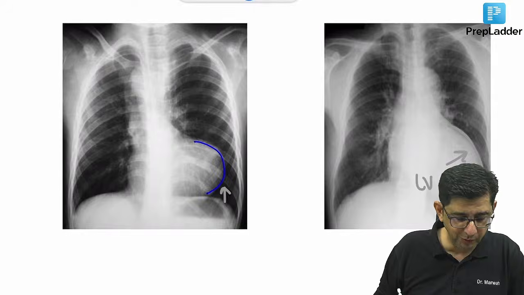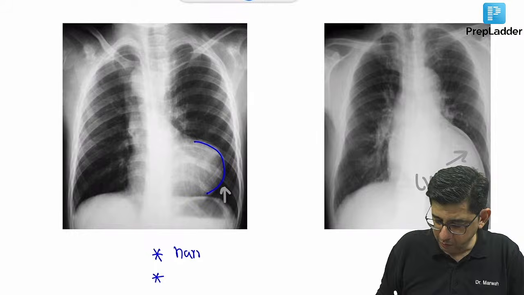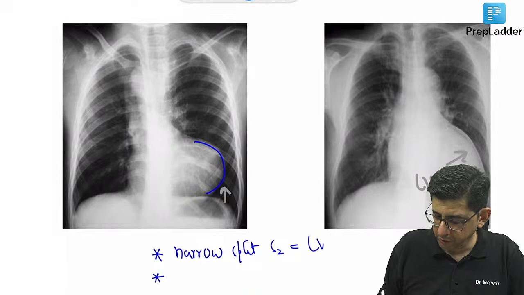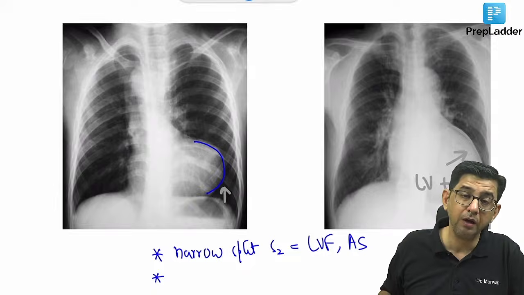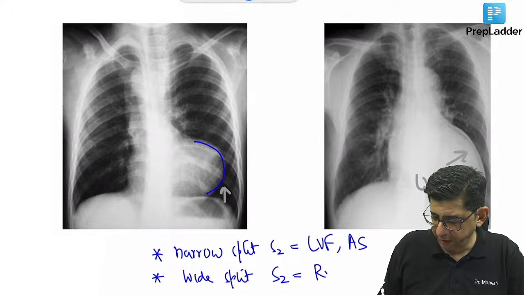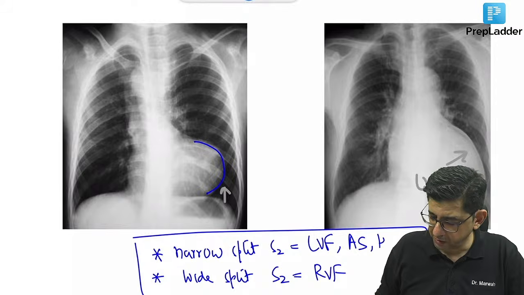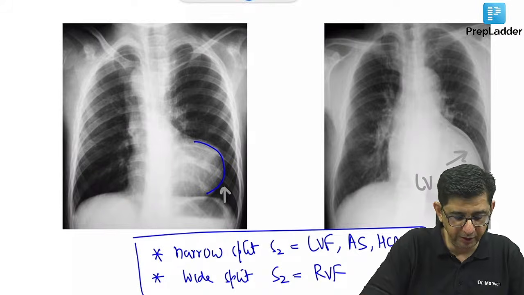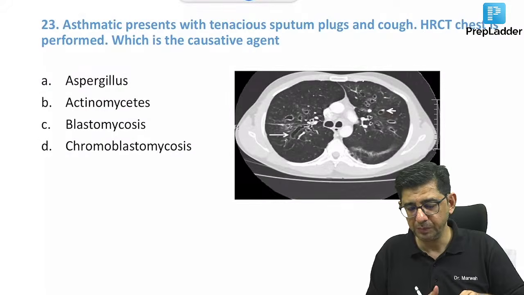Somebody mentioned the split, but only two things need to be remembered. If a question says narrow split of the second heart sound, you always have to think in terms of left ventricle failure or obstruction on the left side of the heart. But whenever a question talks about a wide split of the second heart sound, you always have to think in terms of right ventricular failure in the patient. Just get this much right and you are sorted for the splits, instead of going into the entire thing again. Okay. Moving to the next one.